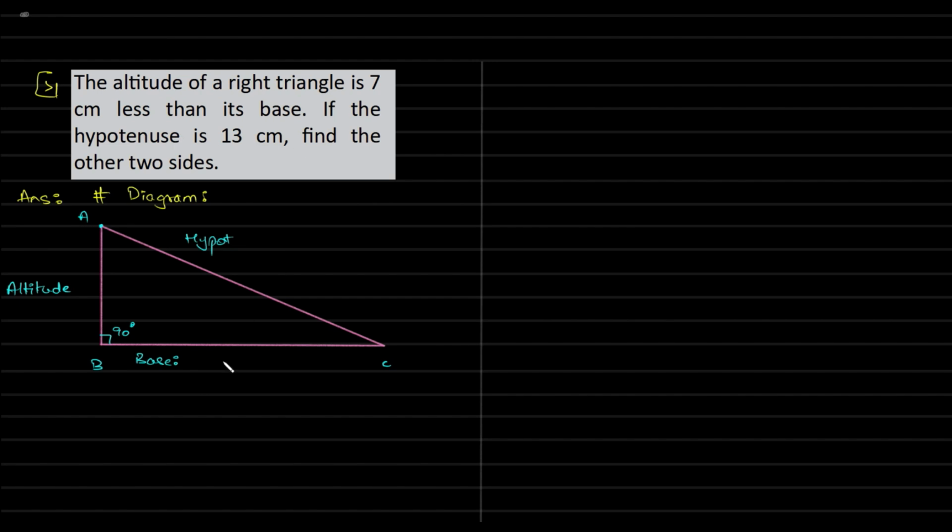So now, the altitude of a right angle triangle is 7 centimeter less than its base. So we'll assume the base to be x centimeter because one of them had to be assumed. Then the altitude is 7 lesser than the base. So is it 7 minus x or x minus 7? Pause and think about that. This is important. Again, read: 7 centimeter less than the base.